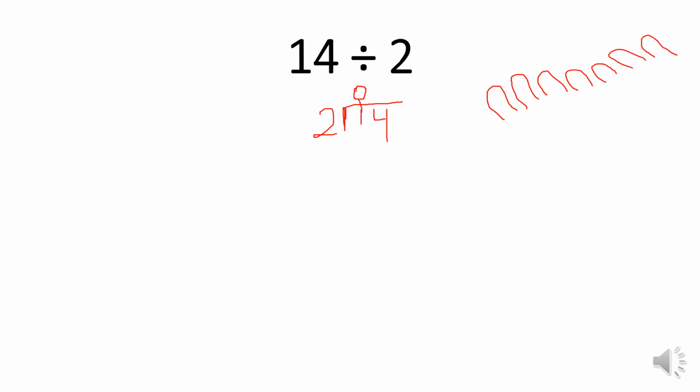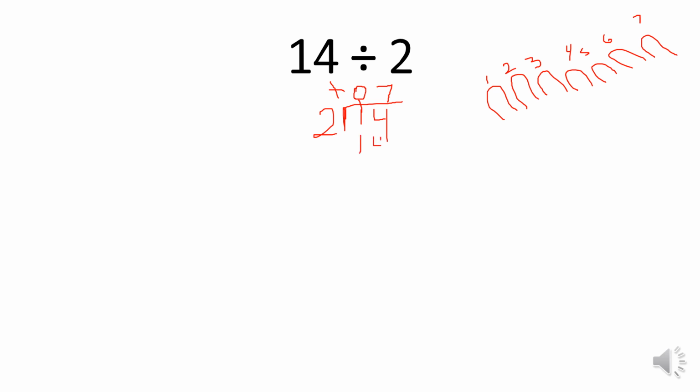How many fingers do I have up? 1, 2, 3, 4, 5, 6, 7. So 2 can go into 14 7 times. I write my 7 on top. The next step is to multiply. 2 7s are 14. Alright? I write my 14 here.